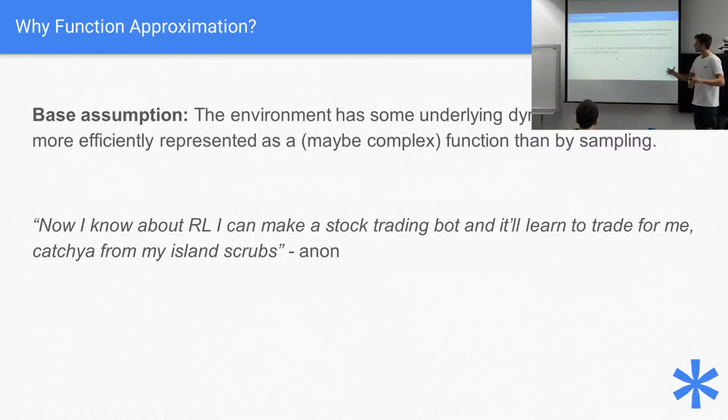Okay, so all of this boils down to one thing, right? We're assuming that our environment has some internal dynamics that we can better represent in a parameterized form or in an approximated form than just by sampling, right? I put this quite easy. It's about the first thing that people realize when they learn about RL. Like, wow, this thing can make optimal actions for me. I'm going to apply it to the stock market. I'm out of here. See ya, right?